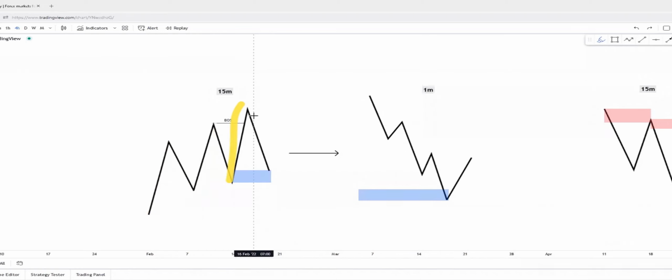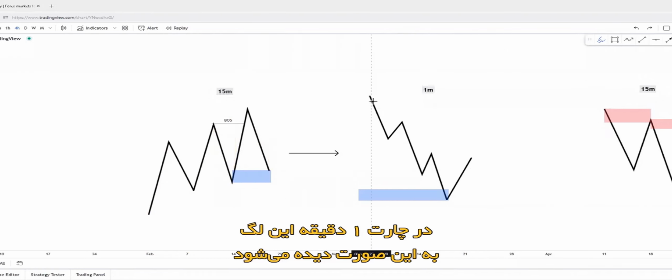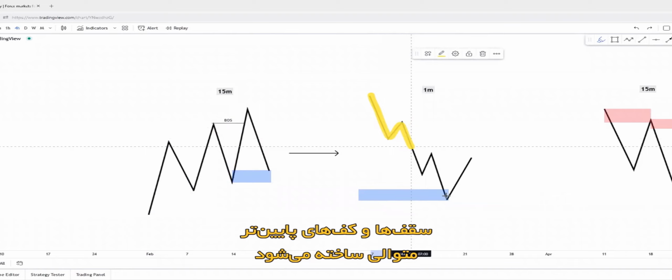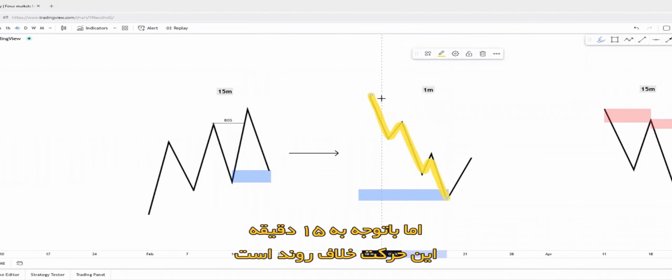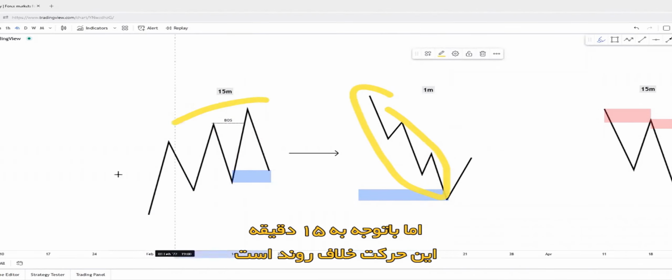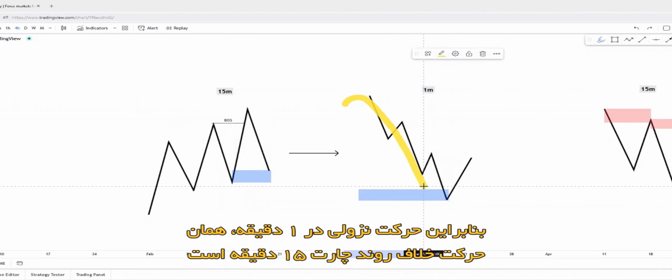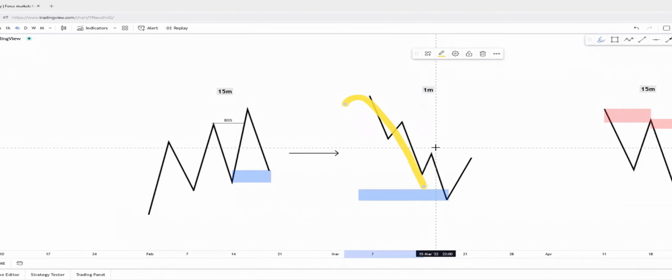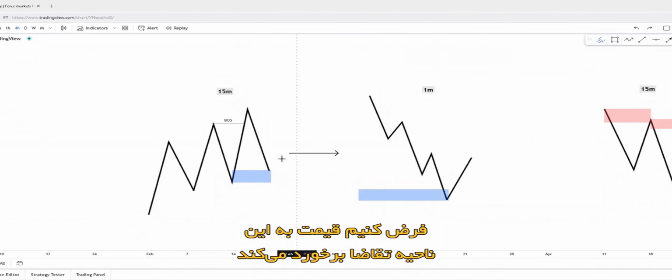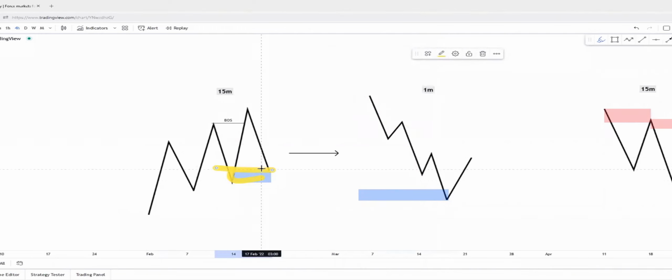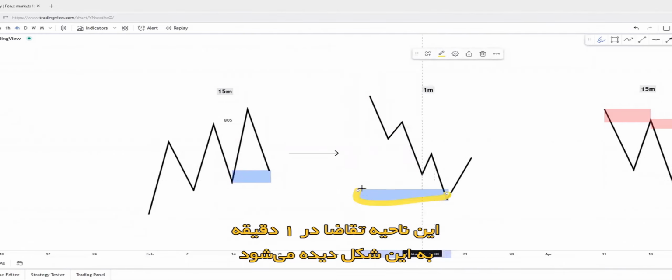So on the 1-minute chart, this leg will look like this, right? Creating a series of lower lows, lower highs, lower lows, lower highs. But this is a counter trend movement according to the 15-minute chart because our 15-minute trend is bullish. So the 1-minute downside movement will be a counter trend of the 15-minute chart. Let's say price steps into this 15-minute demand zone right here. And this 15-minute demand zone looks like this on the 1-minute chart.